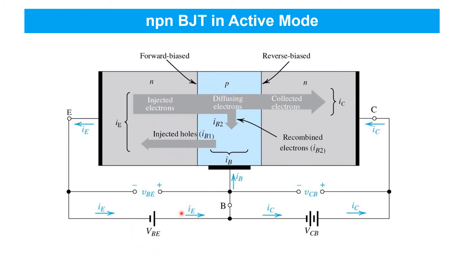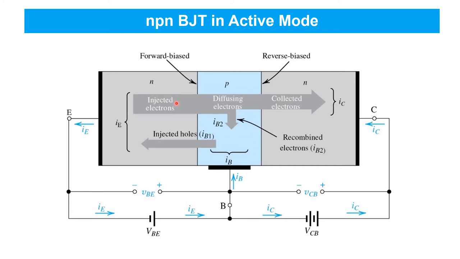So you'll notice the base emitter voltage VBE is applied with a polarity that will forward bias the base emitter junction. So with that forward bias applied, we're going to get some electrons diffusing across the junction and injected into the base. And we've also got some holes from the base diffusing across the junction and injected into the emitter. Now the BJT is constructed so that the emitter region is much more heavily doped than the base region, so that the concentration of injected electrons is much higher than the concentration of injected holes.